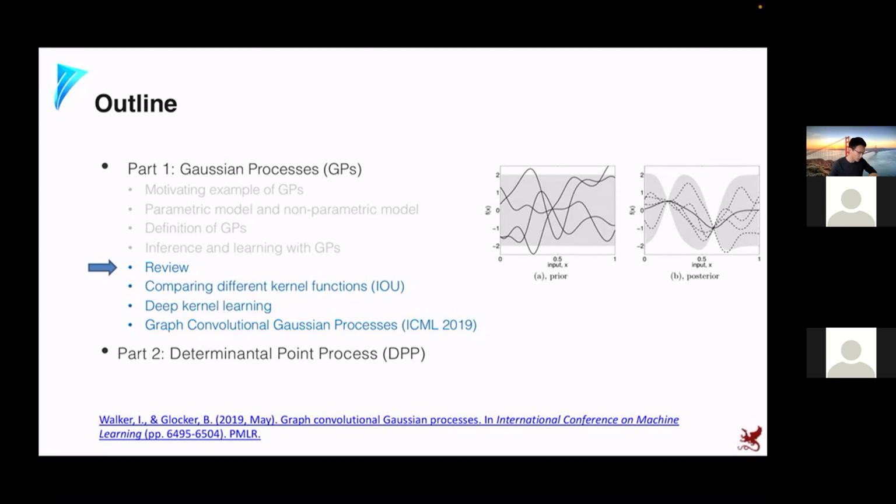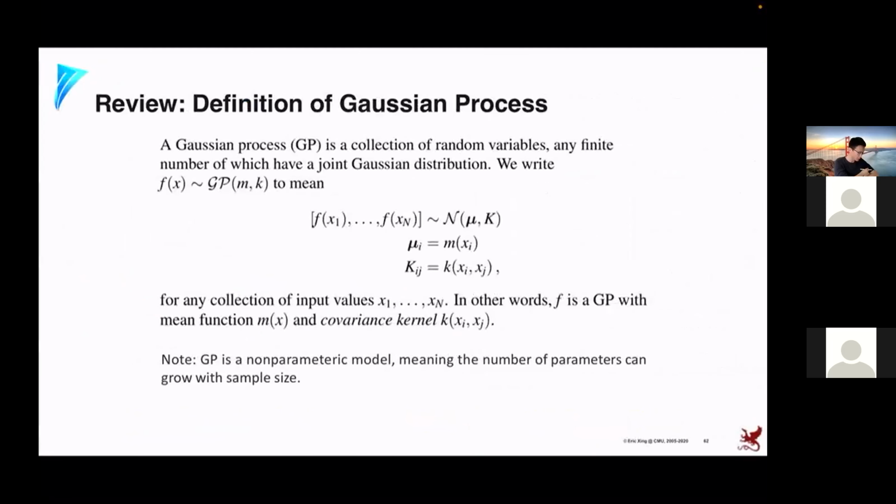Then I will introduce the idea of determinantal point processes, which define a distribution on sets. So Gaussian processes define a distribution on functions. These are two different things, different from what we are so used to, defining a distribution on just a single random variable. All right, with that, let me get started.